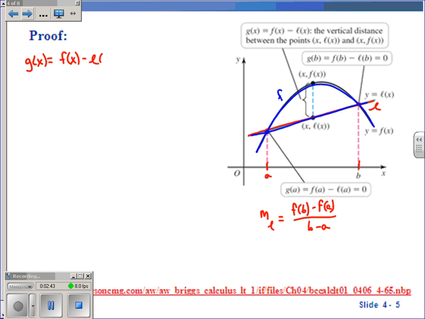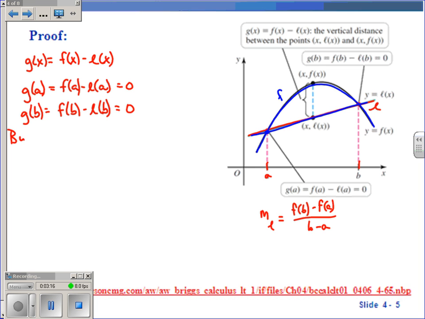Okay, so now what happens is that g of a, which will be f of a minus L of a, well, f of a is L of a, so that is 0. And g of b will be f of b minus L of b, and that also is going to be 0. Okay, so what I've got is the conditions for Rolle's theorem.